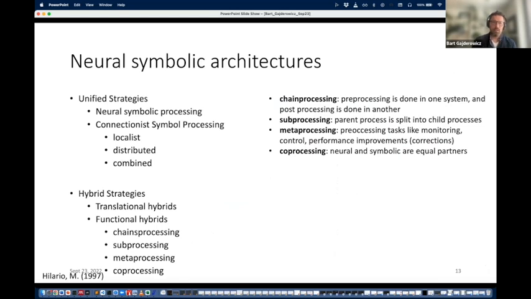Okay, and the final category under hybrid strategies is functional hybrids. And so functional hybrids are architectures that organize either symbolic or subsymbolic function, right? So chain processing is something where once, let's say, a symbolic model does something, it passes that to a subsymbolic model, right? And they sort of work together, passing information along a chain.